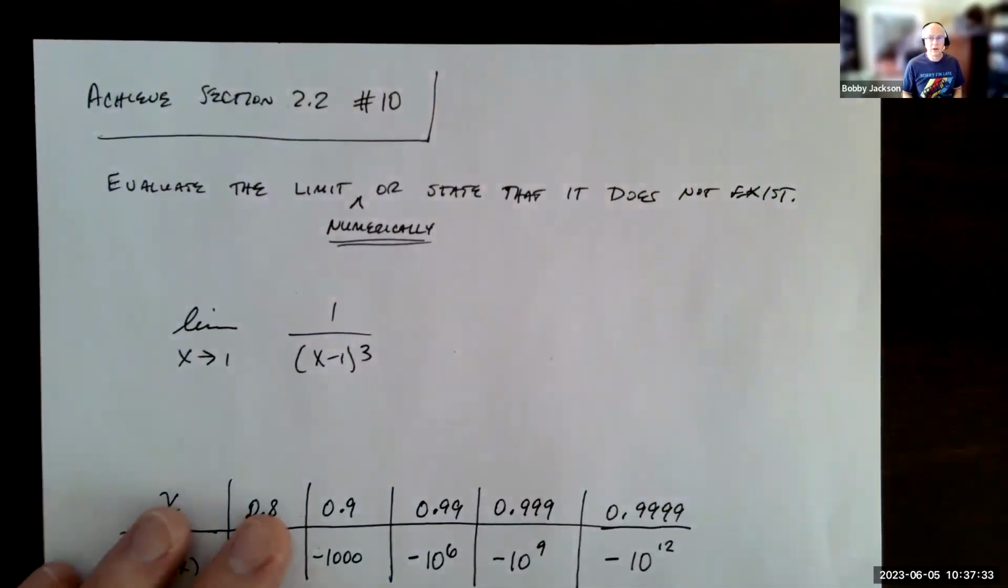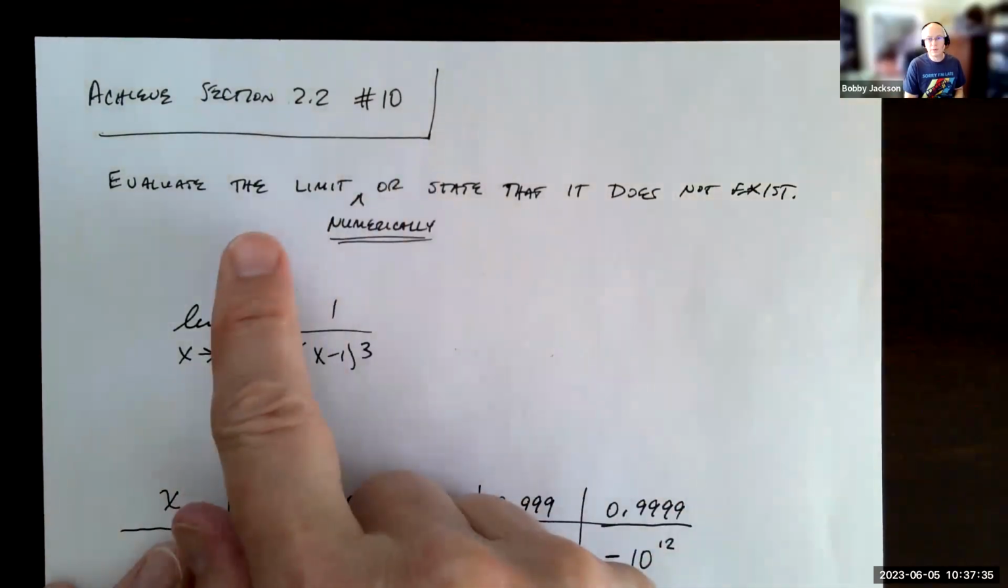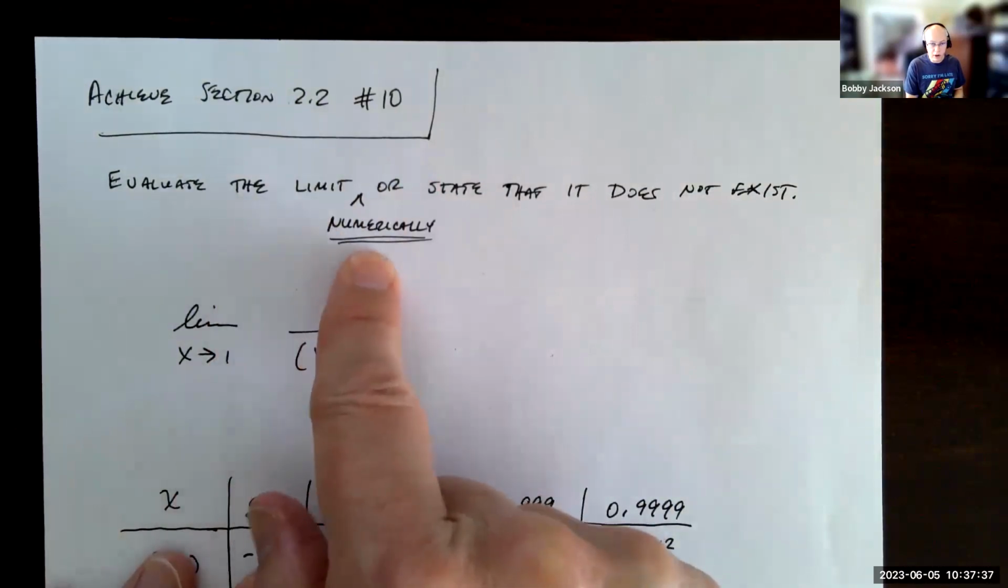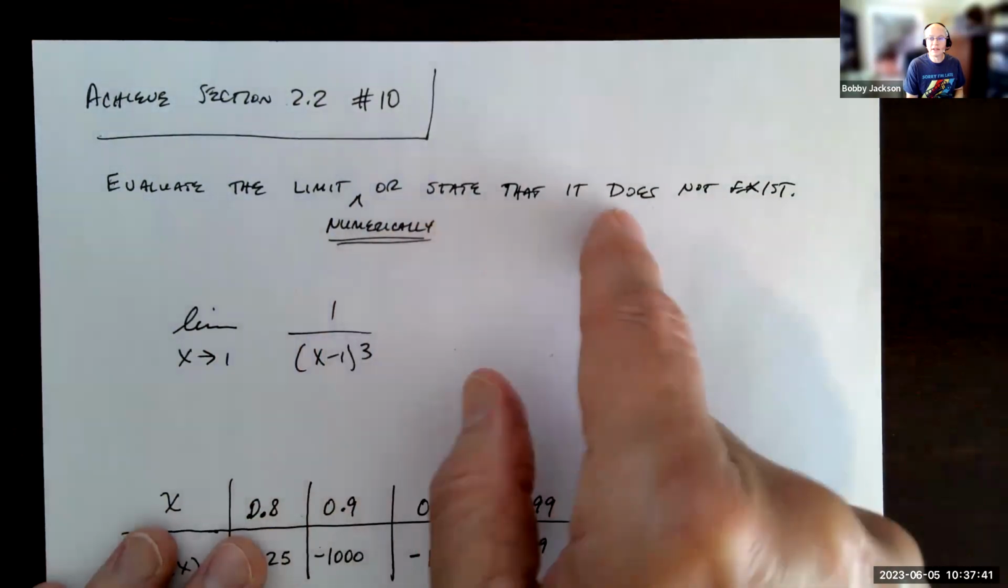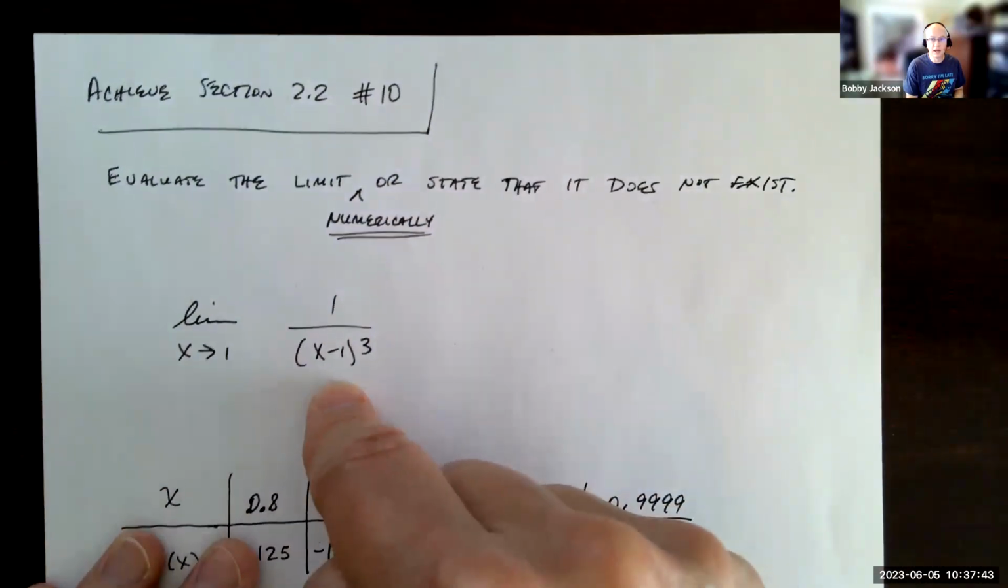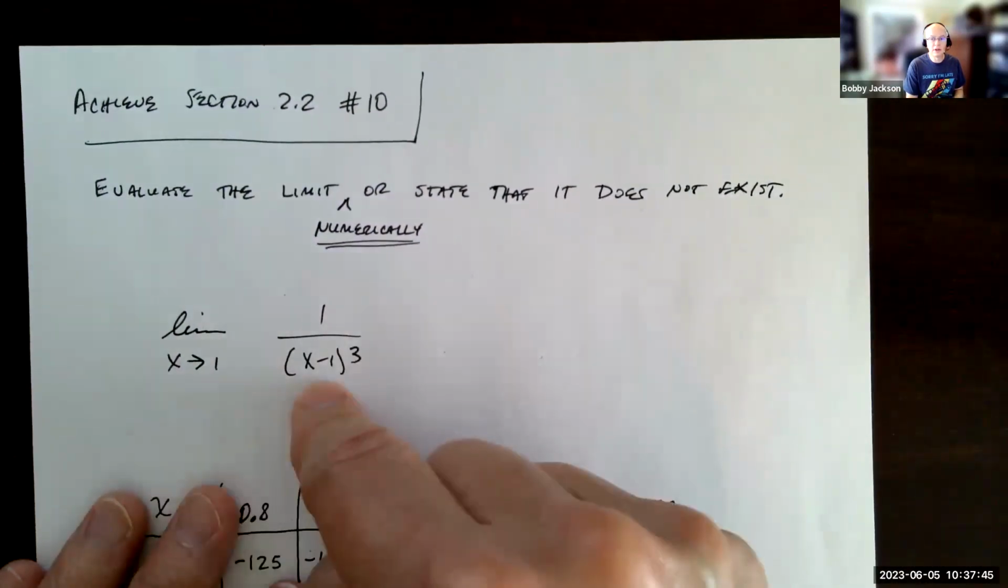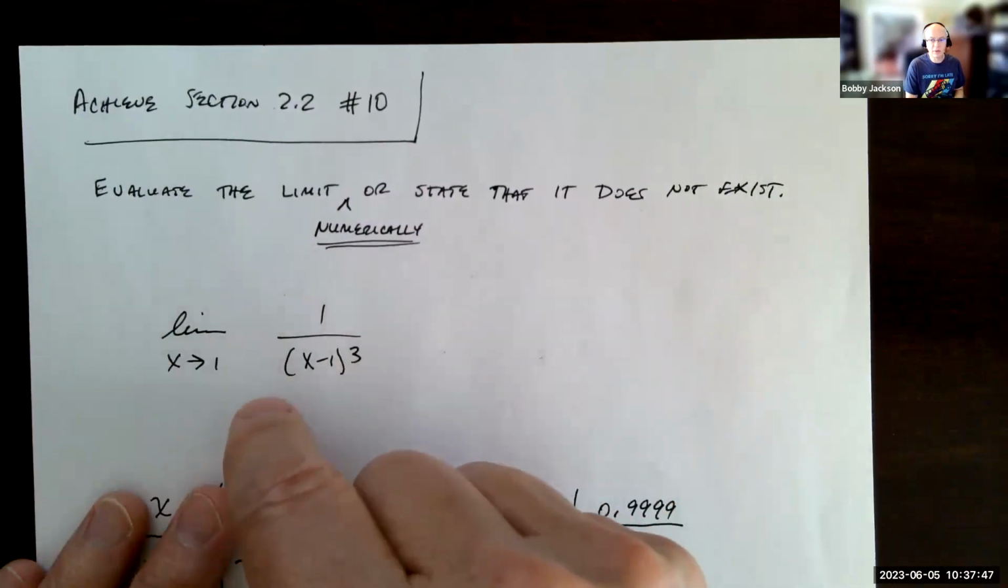Hey everyone, we're going to take a look at number 10 in section 2.2. We're going to evaluate a limit numerically. Almost forgot that, that's important, or state that it does not exist. And this is the limit we're looking at. Again, there's some information in the parentheses in the problem you need to carefully read.